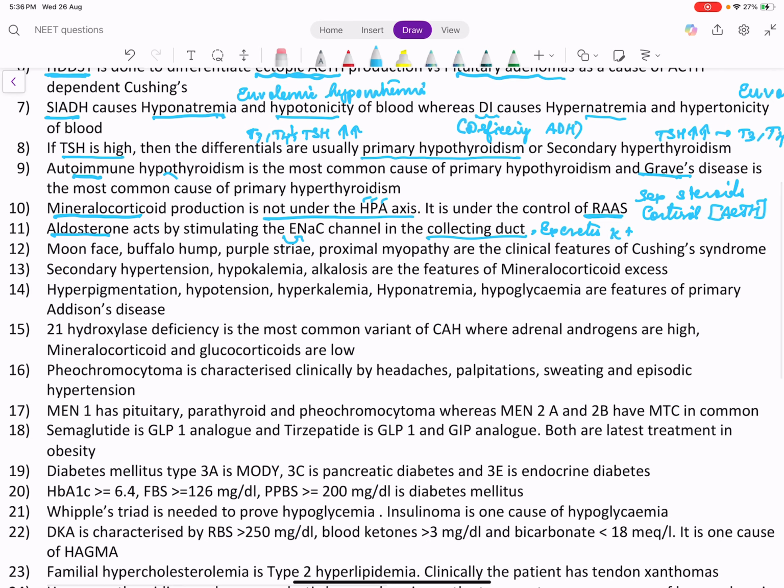So in Cushing syndrome, we have moon face, buffalo hump, purple striae. This purple striae is very important. Proximal myopathy. These are the clinical features of Cushing's syndrome.